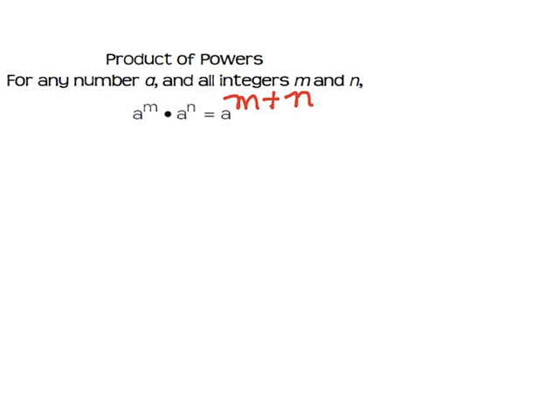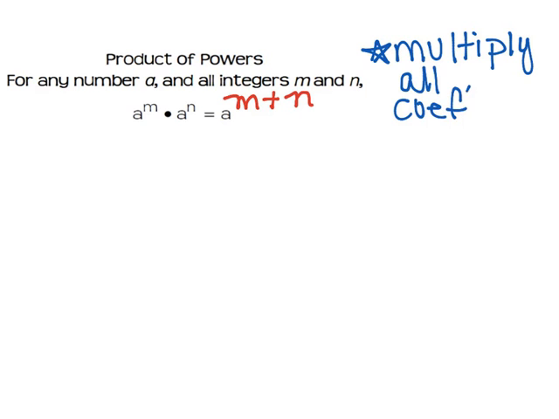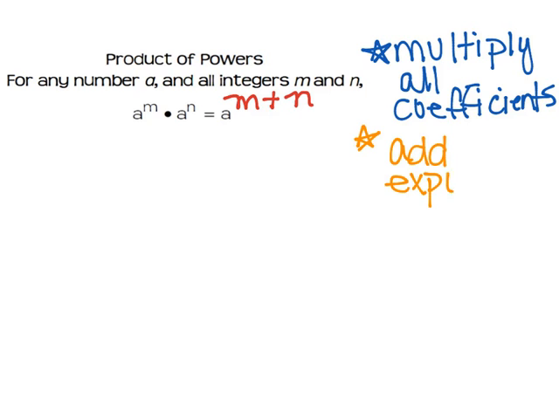Now, before we get started in detail, I want you to add a couple of things to your notes. The first thing is we're going to multiply all coefficients, and remember, coefficients are the numbers in front of the variables. The second thing we're going to write down is we're going to add the exponents.